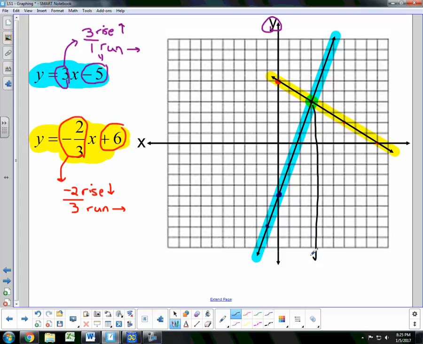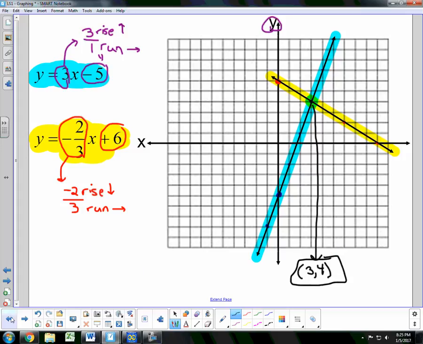There's one solution, but don't forget to write it as an ordered pair. So what's the x-coordinate there? So we go over 1, 2, 3. So the x-coordinate is 3. And the y-coordinate is how high up it is, 1, 2, 3, 4. So that's our solution, (3, 4).